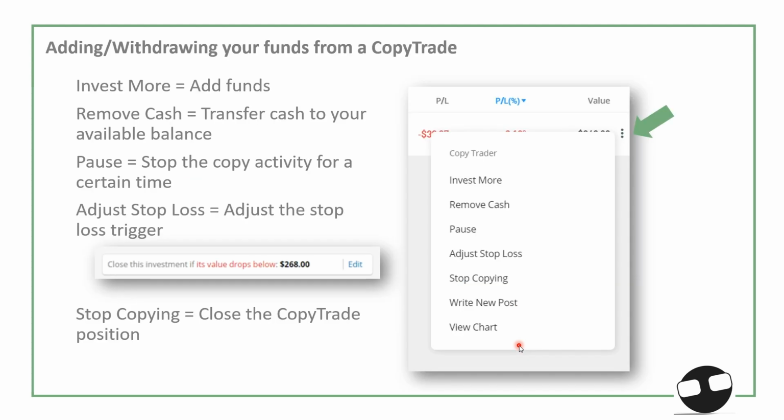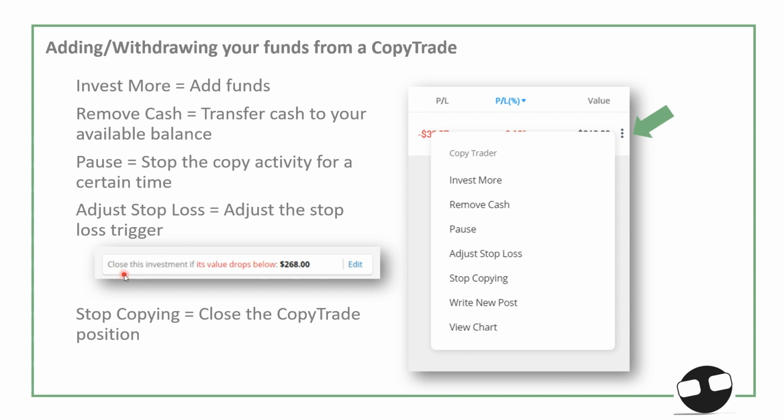All right. So if you go over to your CopyTrade and right click these three dots here, you will be presented with these options. So what are these? Invest more, meaning you are going to add more funds to the existing copy. Remove cash, meaning transfer cash to your available balance. Pause, stop the copy activity for a certain time, and then adjust stop loss.